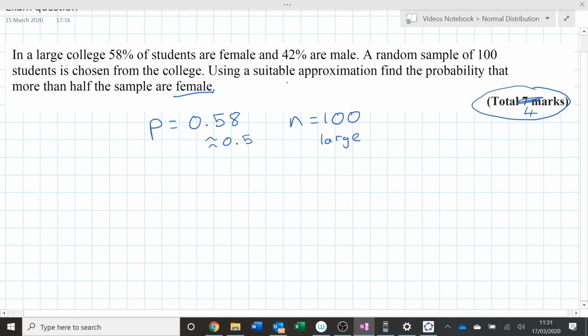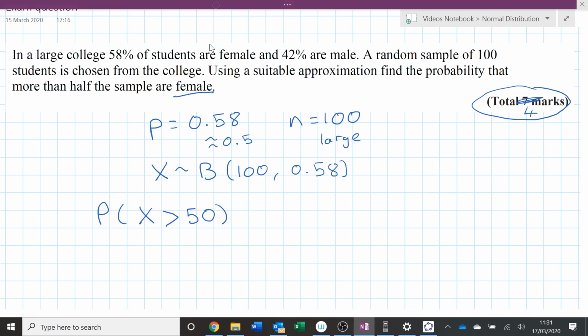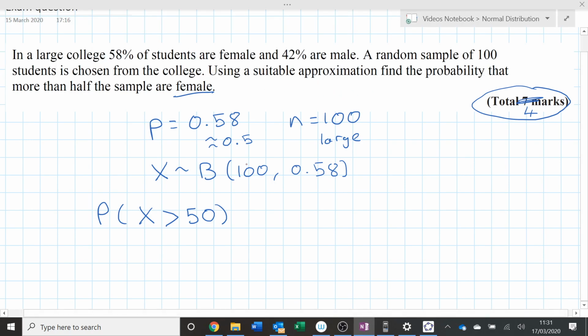And I want to find, the distribution we've got is a binomial distribution with n is 100 and p is 0.58. But I want to approximate, and I want to find the probability that X is more than half of the sample are female. More than half. That means I want greater than 50. So now let's do our approximation. A suitable approximation is normal. It will say this language in a question: suitable approximation. It's suitable because n is large, p is 0.5.